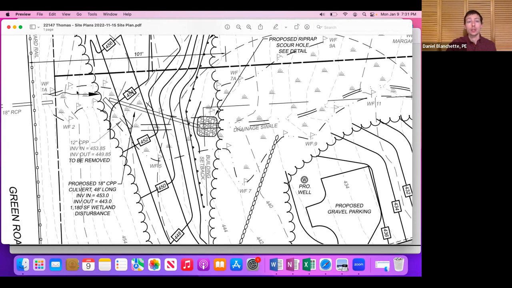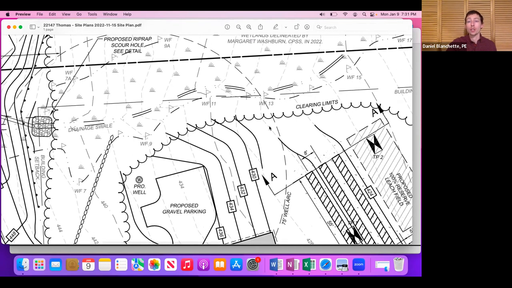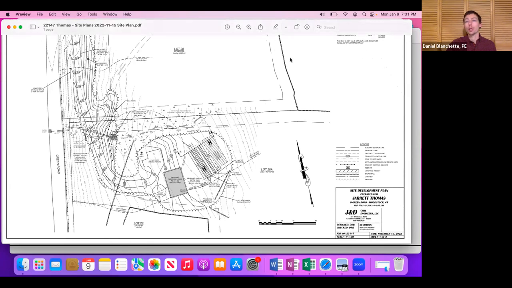You can see again, it's just a narrow strip of wetlands here with a narrow drainage swale, inner water course. It eventually goes down to Muddy Brook. I don't think it's quite shown, but Muddy Brook kind of angles through the property right up here. And so that's eventually where water will be going.